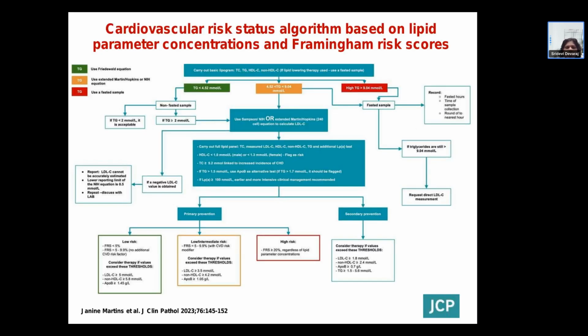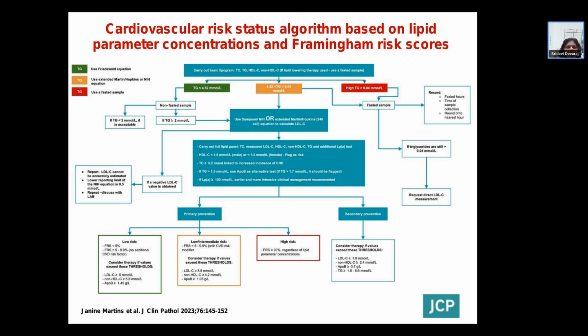And so this, again, is from the Martins et al. paper, where you have the cardiovascular risk algorithm based on lipid parameter concentrations and the Framingham risk score. I don't know if you can see this very well, but basically it starts off where you're doing a basic lipids, which is your total cholesterol, triglyceride, and HDL, and calculating your non-HDL cholesterol.